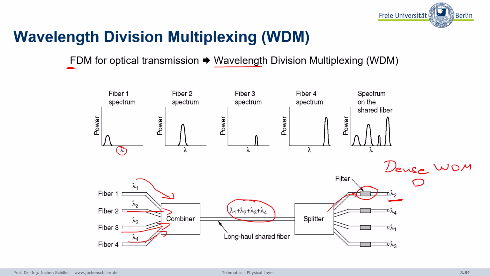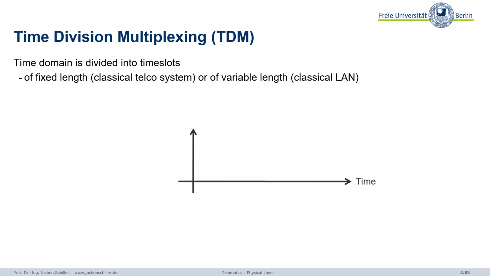Okay, so what about time? Time division multiplexing, well, we divide the time domain into time slots. And there are different ways. We can use fixed length. So these are the classical telco systems. So fixed, or variable length, that's classical LAN. And then a time slot of fixed length or variable length then represents a sub-channel.